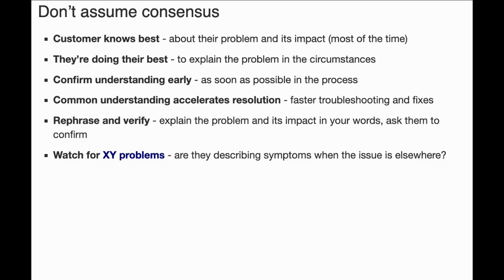Rephrase and verify. Explain the problem and its impact in your own words and ask them to confirm. We can think of Cunningham's law, which is the best way to get the right answer on the internet is not to ask a question, but to post the wrong answer. People will often be motivated to correct wrong information, which works in our favor in this circumstance. If we explain the situation in our own words and we're wrong, they will let us know. If we're right, then we know we're on the right track.